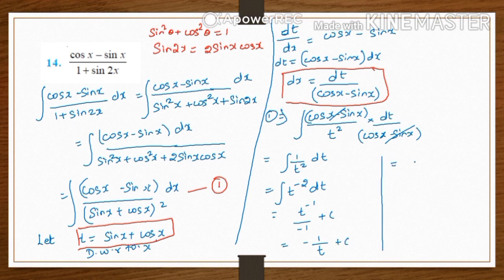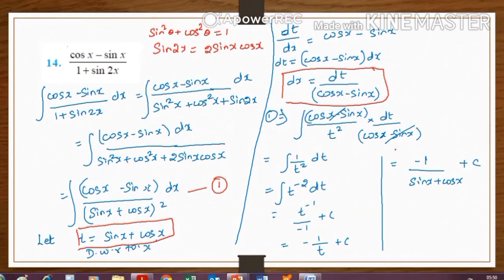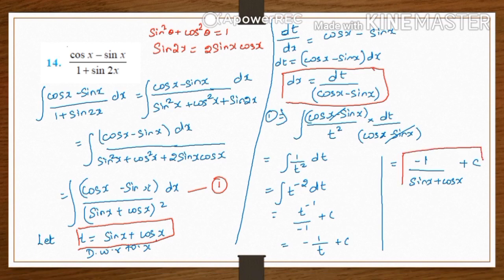So the substitution value: minus 1 by t, where t is sin x plus cos x. So I have to substitute that. So minus 1 divided by sin x plus cos x plus c, this will be the answer. So let me highlight this. So minus 1 divided by sin x plus cos x plus c.